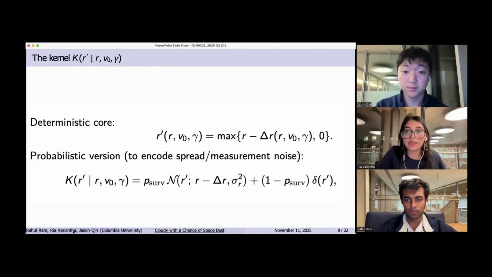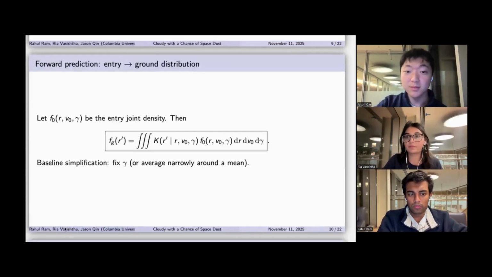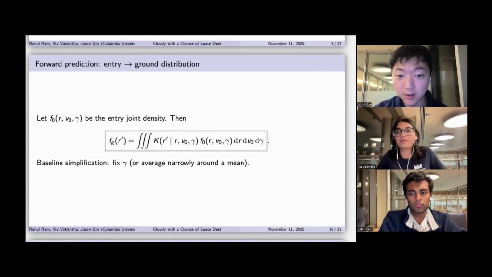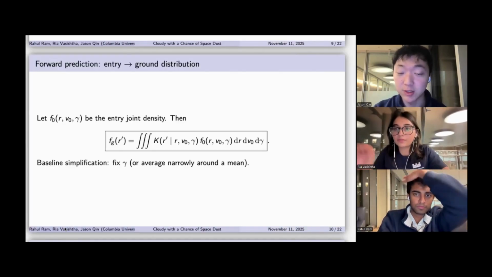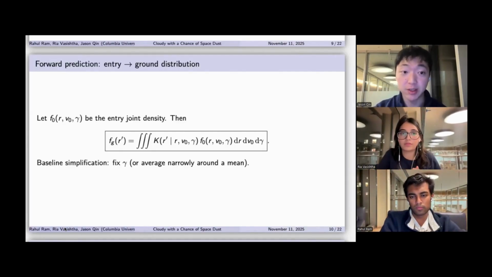Now we wrap those formulas into a single kernel K of R prime given R, V sub zero, and gamma. It tells us deterministically the final radius for any entry condition. To allow for measurement noise, we make a probabilistic version, a normal distribution centered at R minus delta R for survivors, plus a spike at zero for vaporized grains. This kernel is the mathematical filter that converts the entry population into the ground population. If F naught of R, V naught, and gamma is the entry distribution, the ground distribution is shown here.